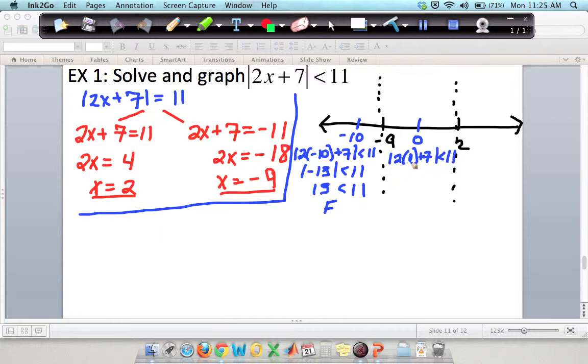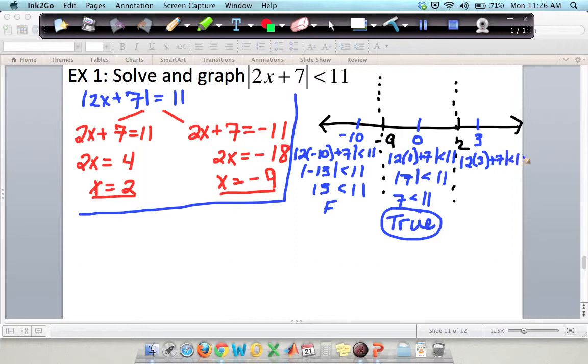2 times 0 is 0, and then 0 plus 7 is 7. So we have the absolute value of 7 is less than 11. The absolute value of 7 is 7, and 7 is less than 11, so this is true. And now let's test the last region. I'm going to plug in 3 into the absolute value inequality.